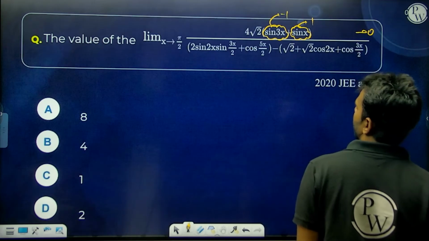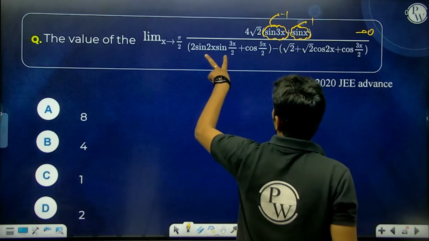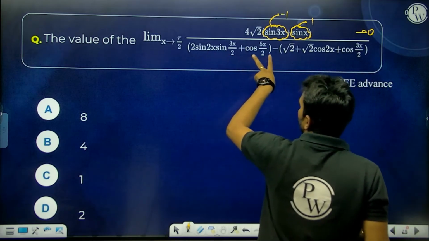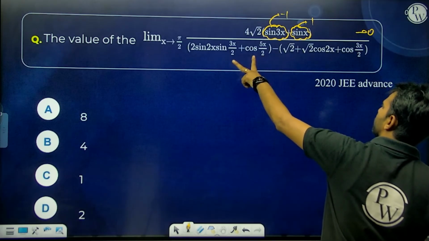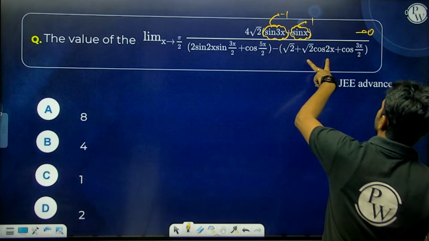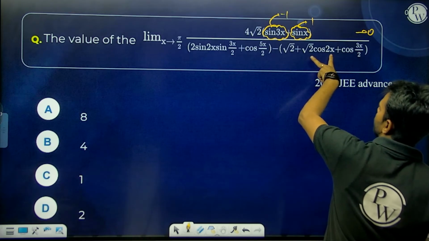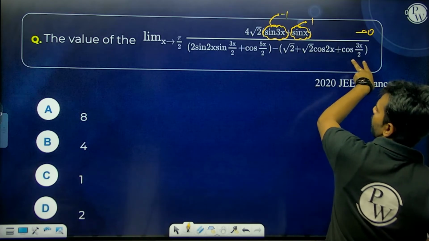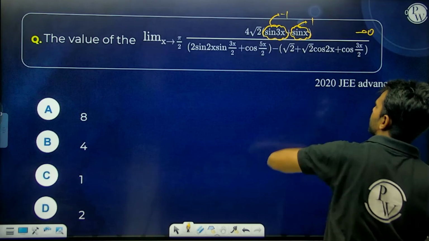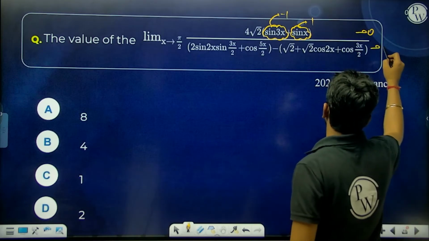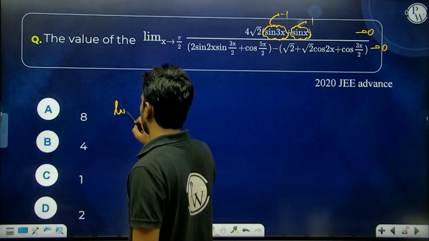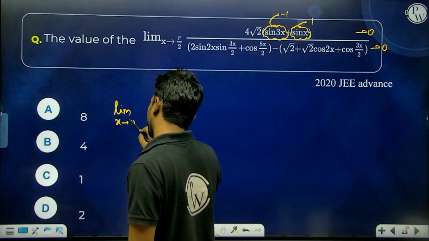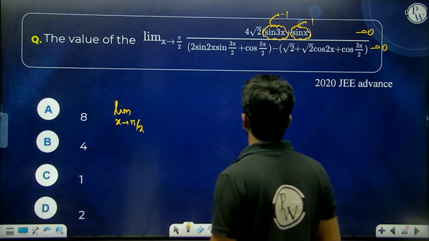If we talk about the denominator, then this term is 0 because sine of pi will become 0, and this is going to be what? Cos of 5x by 2, it is again 0, so 0 plus 0 will be 0. And this thing, if you see, this is going to be root 2 minus root 2, which is again 0 only. So this is tending to 0 upon tending to 0, kind of an indeterminate form. Now how should we solve this problem? We need to do some manipulations so that we can find the answer.